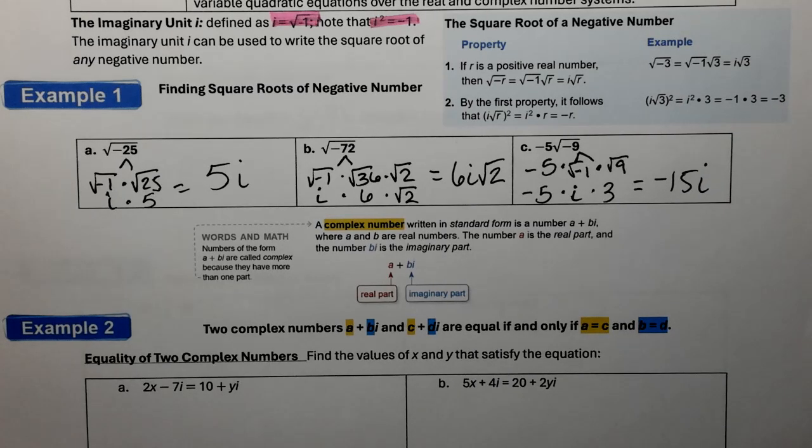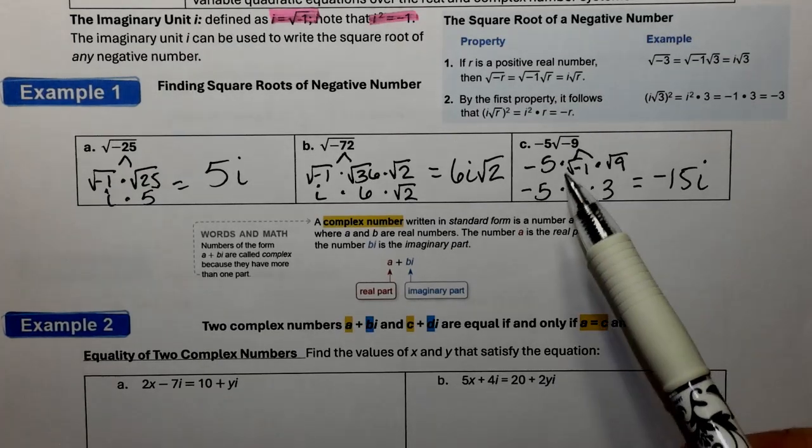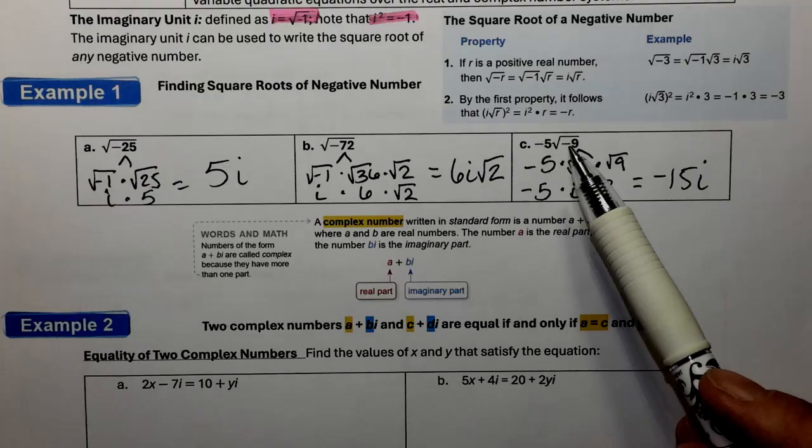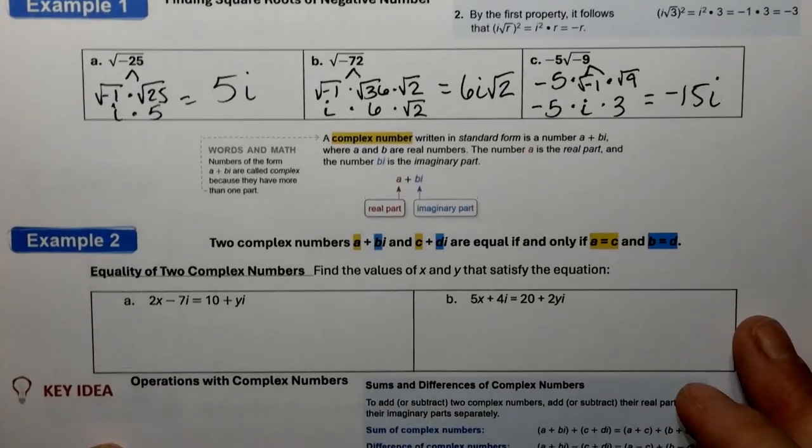All right, so hopefully you don't find that too difficult. How this is going to affect us in the future is whenever we get negative square roots, we're no longer going to say no solution. We're going to use the letter i.